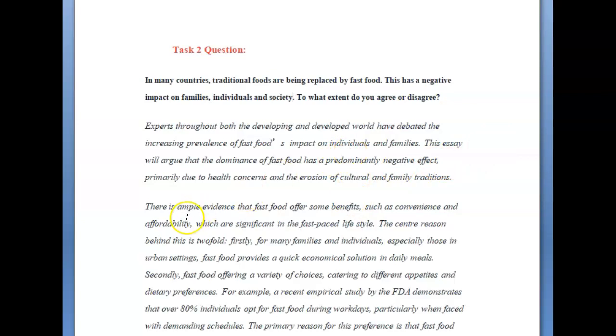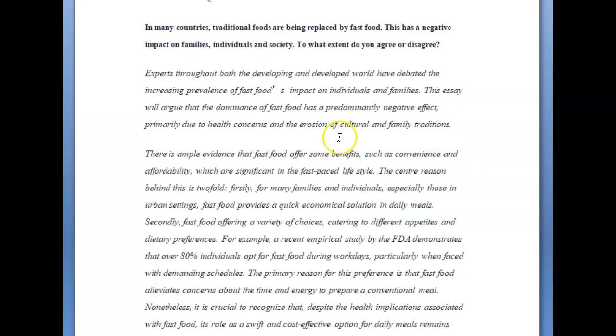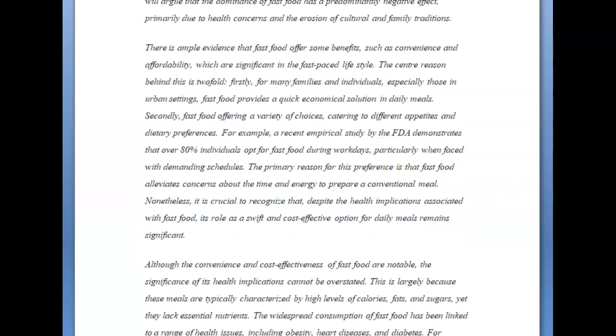So this whole paragraph was absolutely irrelevant. They didn't ask you to talk about it here. Okay. You didn't tell us you were going to talk about it here. I mean, if you had told us you were going to talk about it, then it might have been okay. But you didn't even tell us that. You said that it's predominantly negative. Okay. And then you even told us why: health concerns and erosion of cultural traditions. So this paragraph really should have been left out.